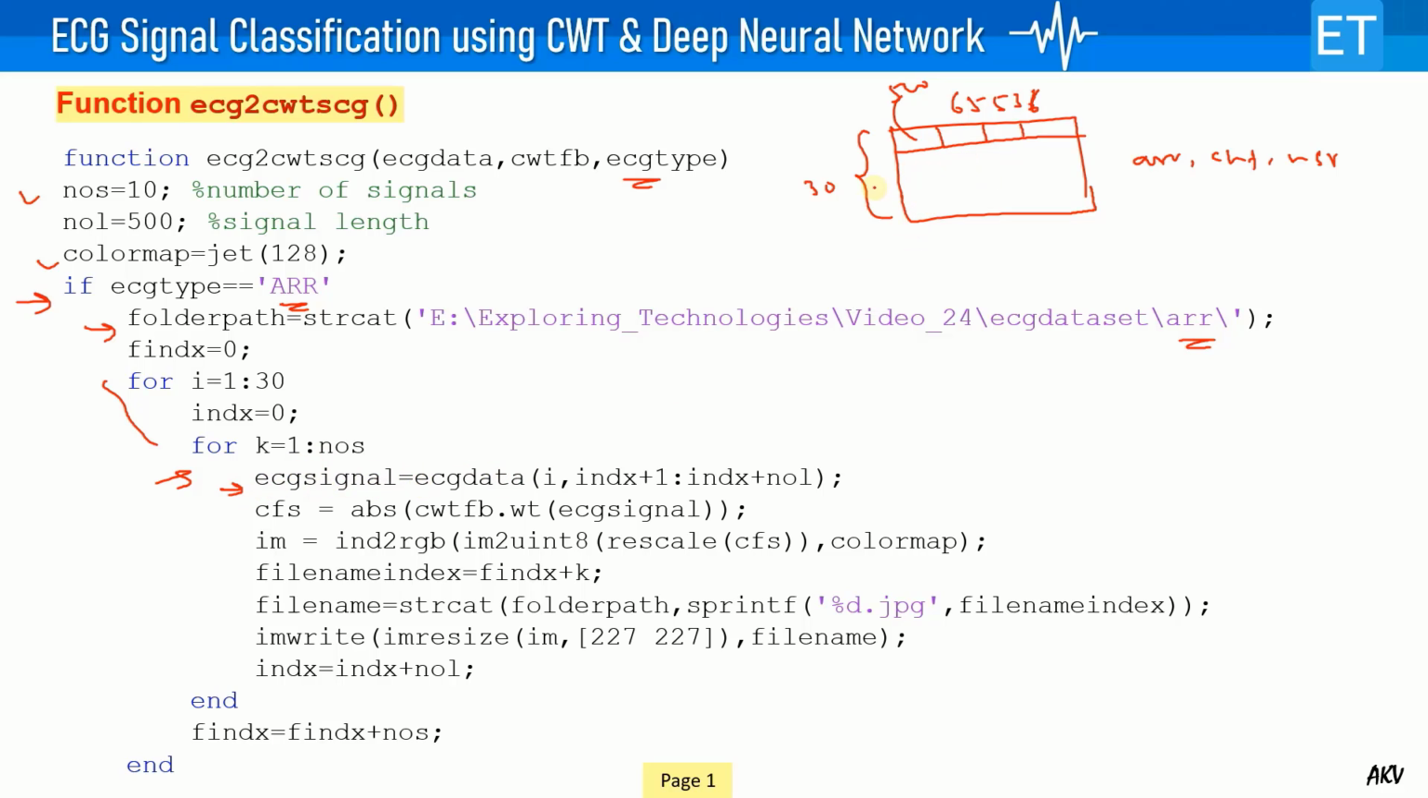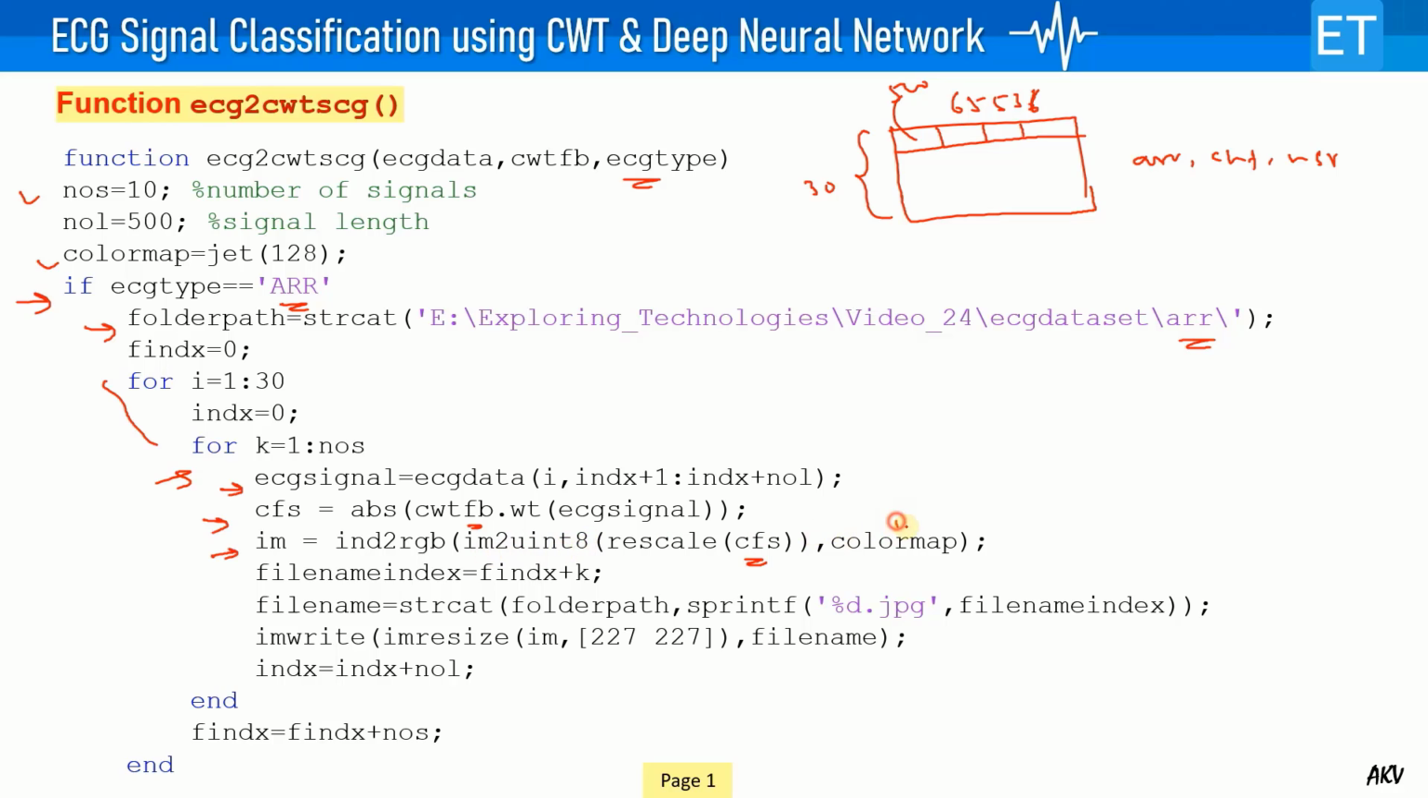I mean from this matrix we take the first chunk of 500, and then we find the wavelet coefficients with that filter FB, taking the absolute value because these coefficients are of complex type, and then by this command we are converting those coefficients into an image. So first rescaling all the coefficients to the range 0 to 1, and then IM to unsigned integer 8, converting them into the type unsigned integer 8 so that it becomes an image.